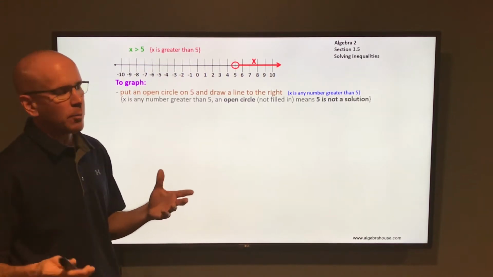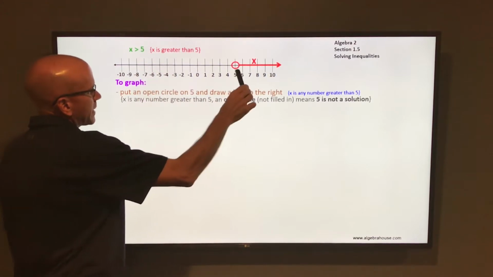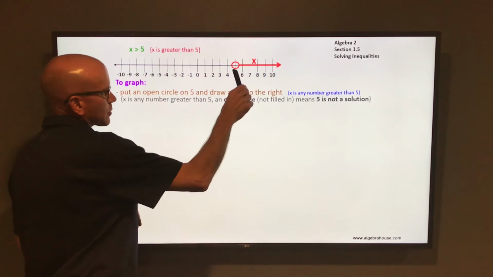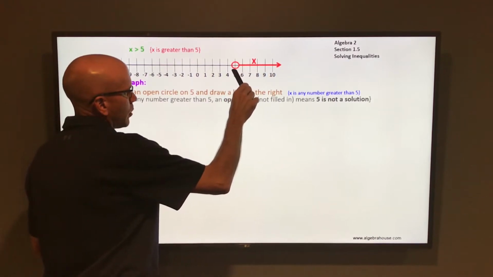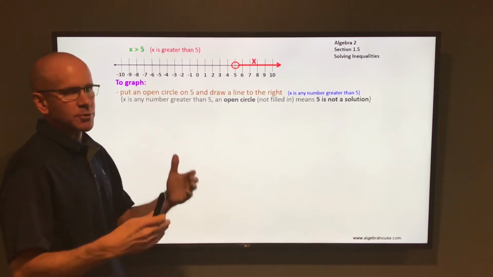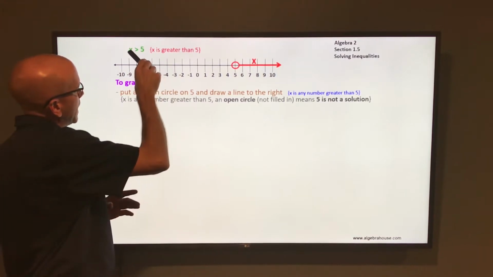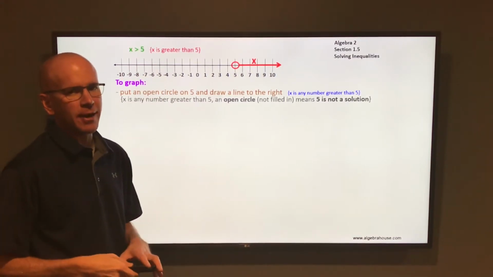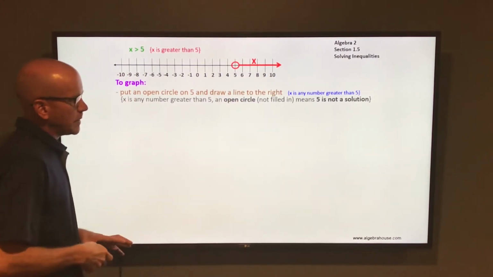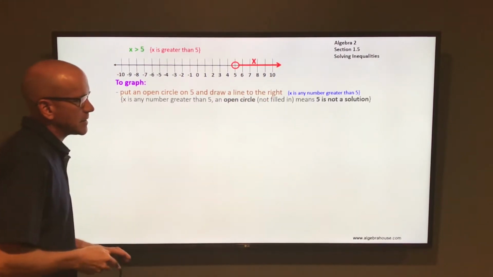Now, what's the difference between open circle and closed circle? The open circle means the value of x does not include that number that open circle is on. If it was a closed circle, the value of x, or the value of the variable, would include that number that circle is on. And when that closed circle would come into play is when you have the equal to sign with it. So let's say this was x is greater than or equal to 5. Then you would put a closed circle on 5, and the arrow would still go to the right. So for this, open circle on 5, arrow goes to the right. That is the value of x.